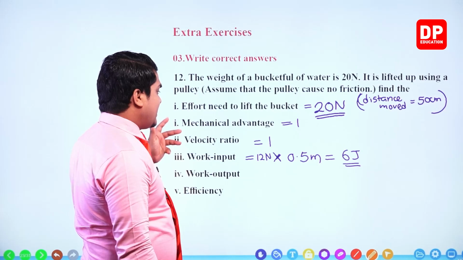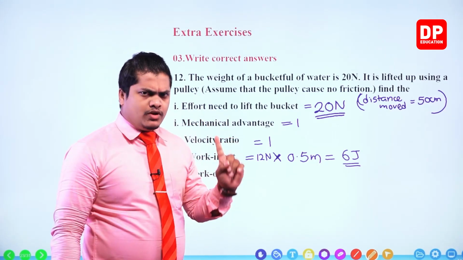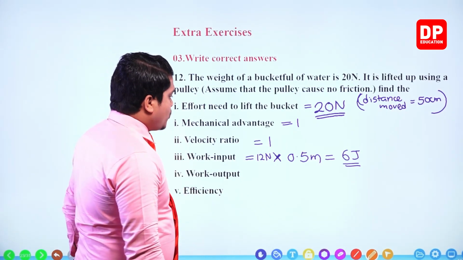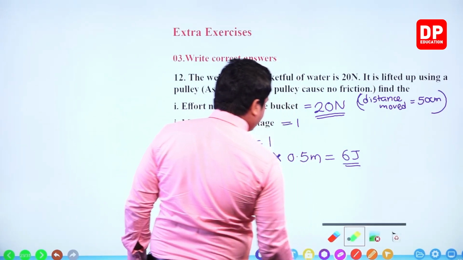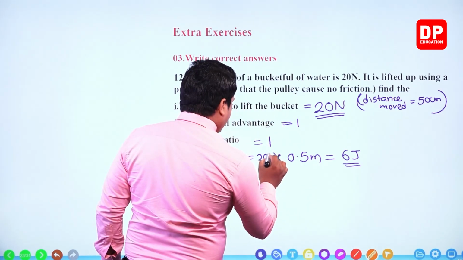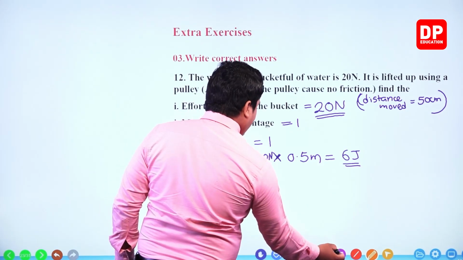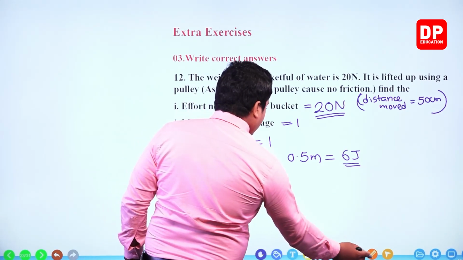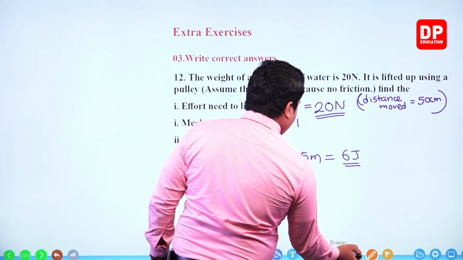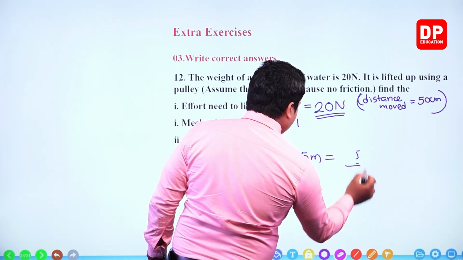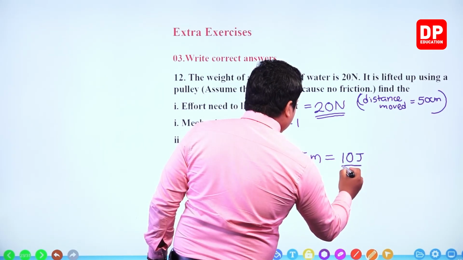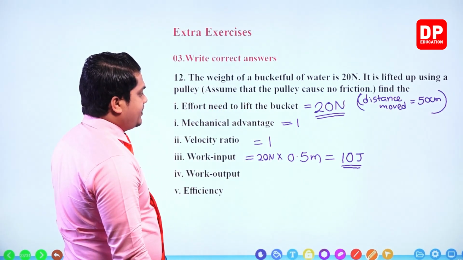Mechanical advantage and velocity ratio, both are equal to 1. You already know that when using a pulley, right? Then the work input is equal to 20 Newton into 0.5. That means, my dear children, 20 into 0.5, 10 joules.